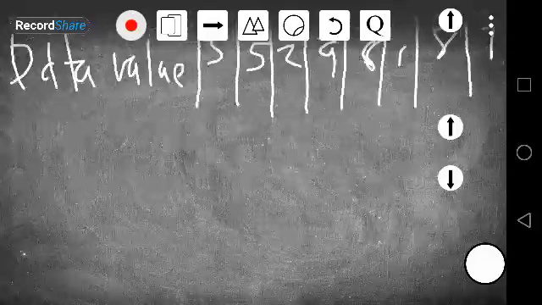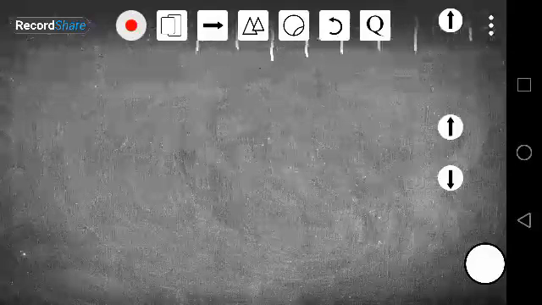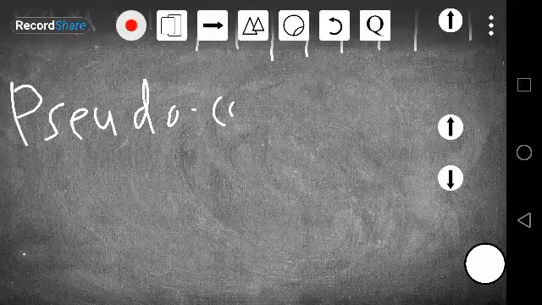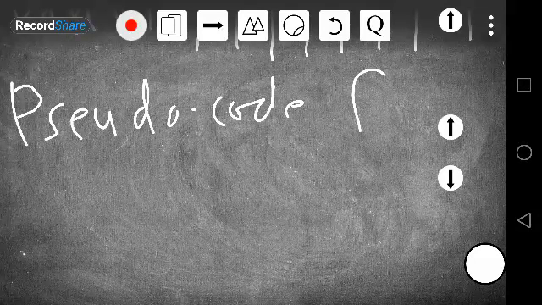Now, let us look at a pseudocode for linear search.